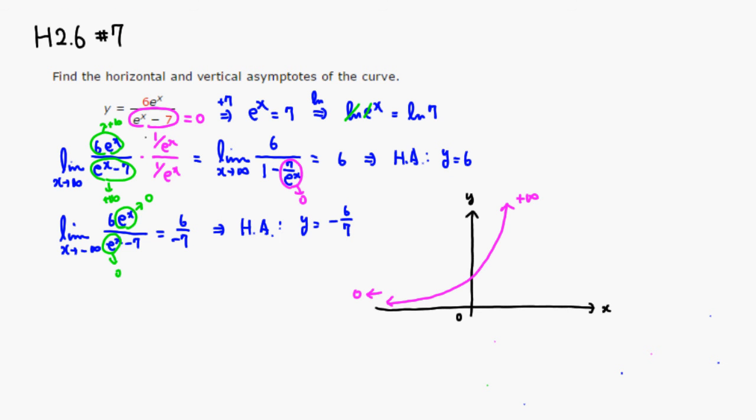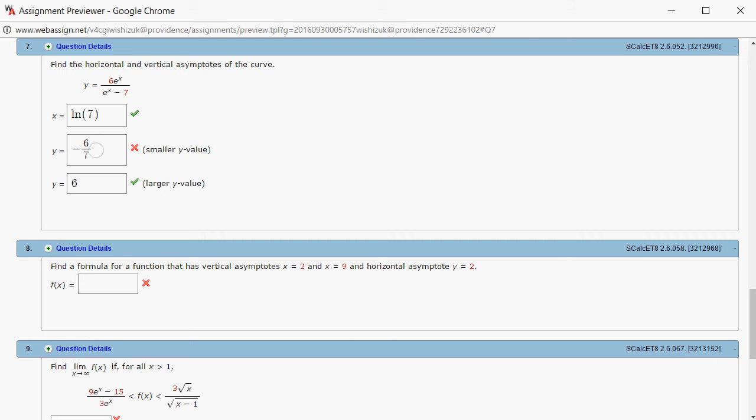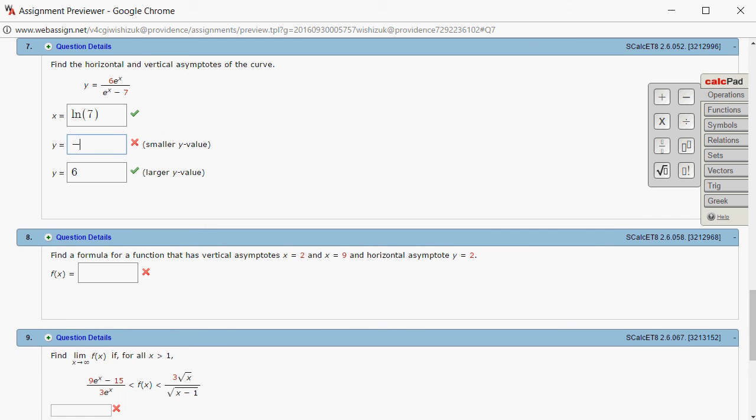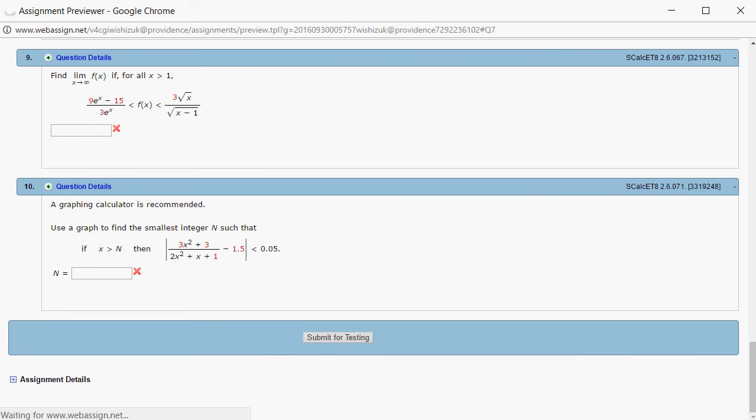Oops, I made a mistake actually. Since the numerator is 6 times 0, that is actually 0. So for the horizontal asymptote, the smaller one is actually 0. Sorry about that, I messed that up. So it's got to be 0. Let's double check here.